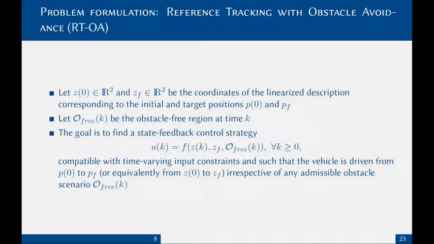The control problem considered in this paper is the following. Given an initial and a target configuration pose, and given the current obstacle-free region for each time instant, the goal is to find a state feedback control strategy capable of fulfilling obstacle avoidance, input constraints, and stability requirements so that the robot is driven from the initial position to the target one, irrespective of any admissible obstacle scenario.